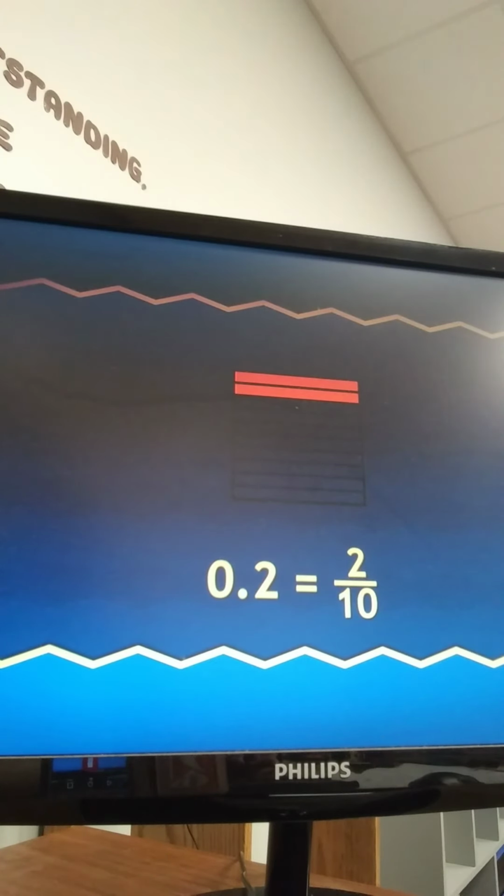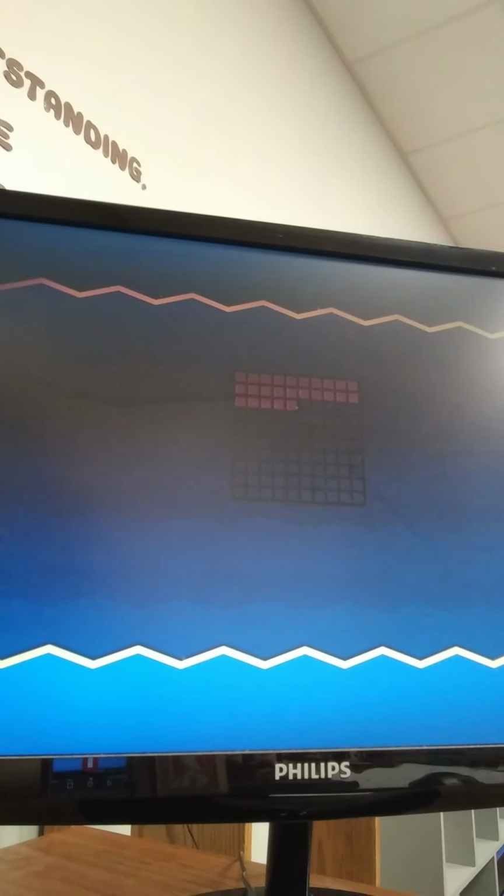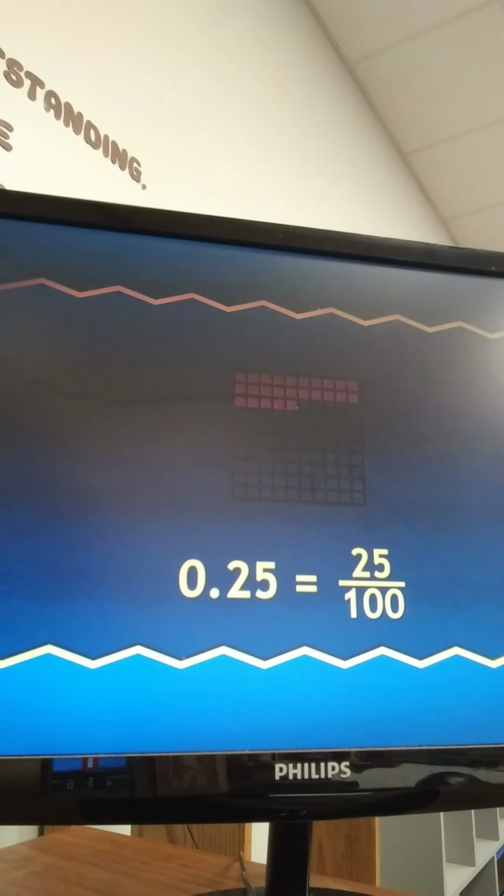Okay, 2/10. Okay, and simply just count them. Find out how many of those purple ones there are, and then this block is going to be a 100 block. So that is 25 out of 100. And if you're a super smarty, you could reduce that by dividing by 25 over 25 to get 1/4.